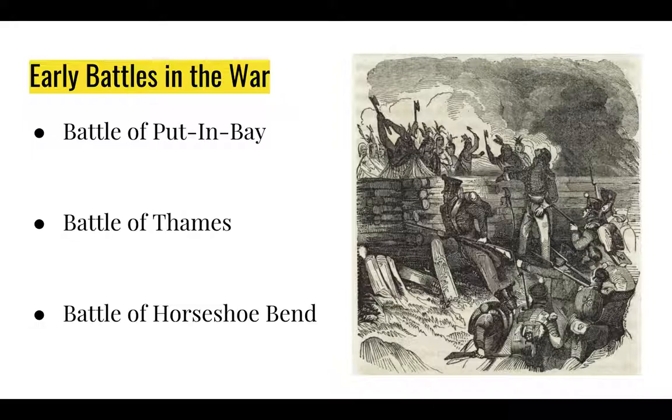The Battle of the Thames was a battle with the Native American leader Tecumseh. He had harassed the Americans for a long time. There were many battles with him before the War of 1812, and this battle was ultimately the battle that pushed this Native American group out of the way of westward expansion, pushed them further into Canada. And so this battle was important in terms of moving a Native American tribe out of the way of American expansion.